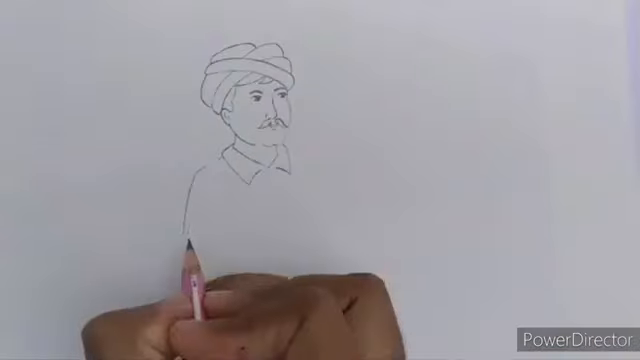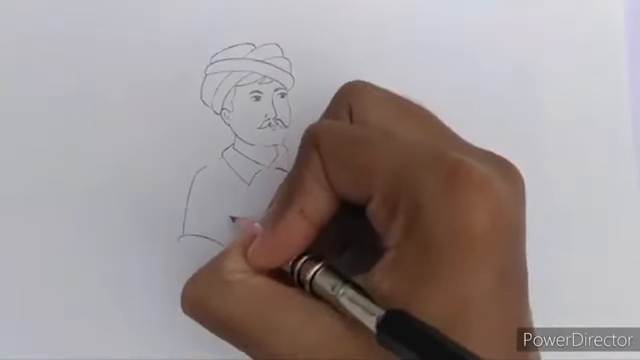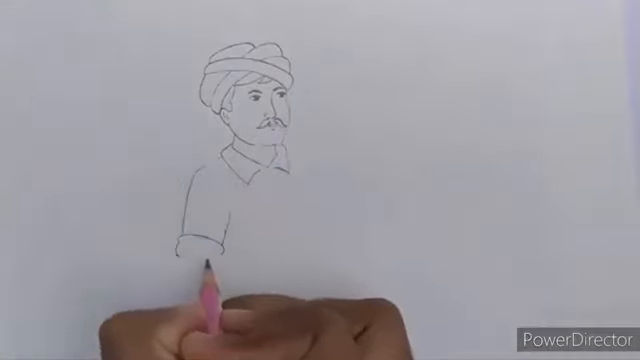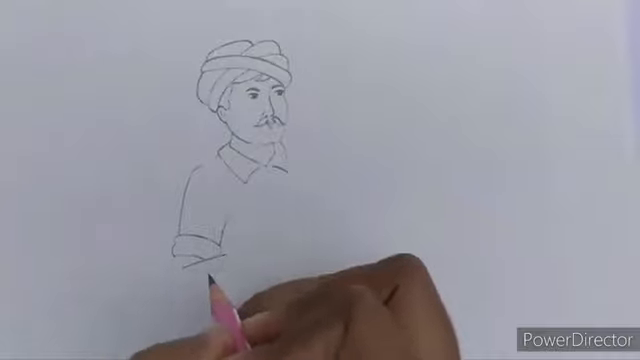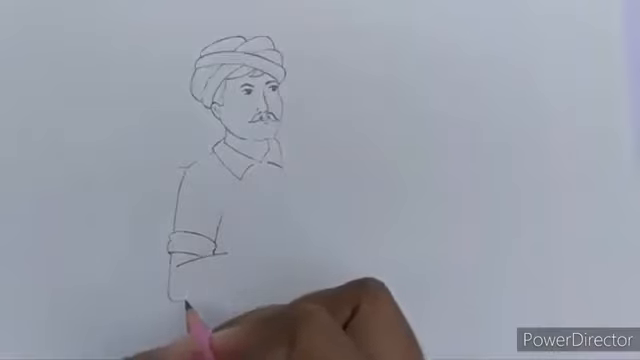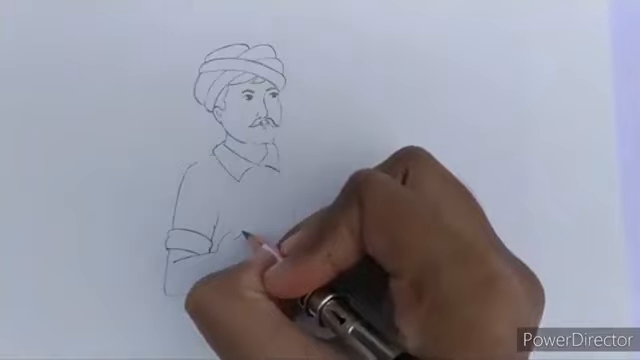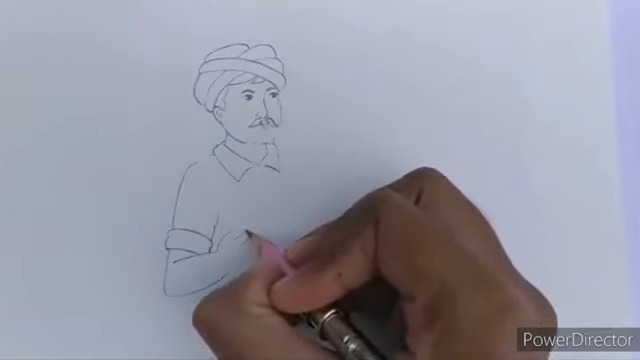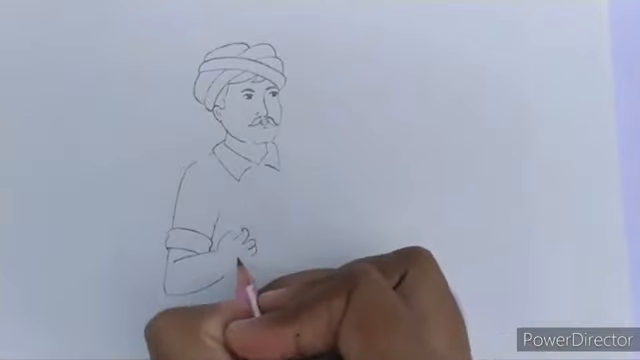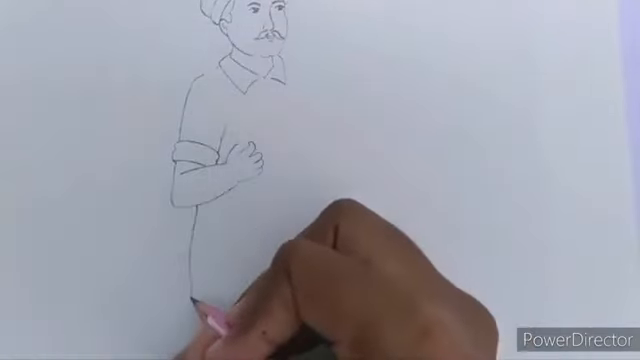Now shoulders. Sleeves like this. Then you can show his hand in some position, means is giving balloons or taking money or just holding balloons. Any action you can show.